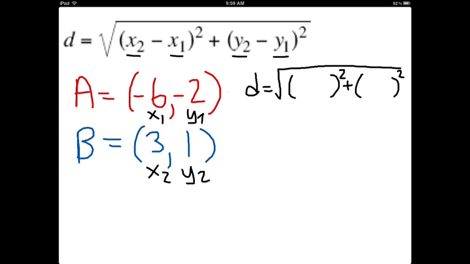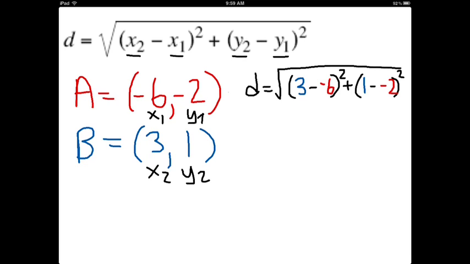When placing these points in the formula, here's what we start out with. B, of course, we designate as our point number 2. So I'm going to place the points right there. So we've got 3 because it's x2 and 1 because it's y2. A is, of course, our first point. That's what's going to be subtracted. So it's going to be -6 for our first bracket. And for our last bracket, it's going to be -2. Now, of course, these are going to be subtracted.